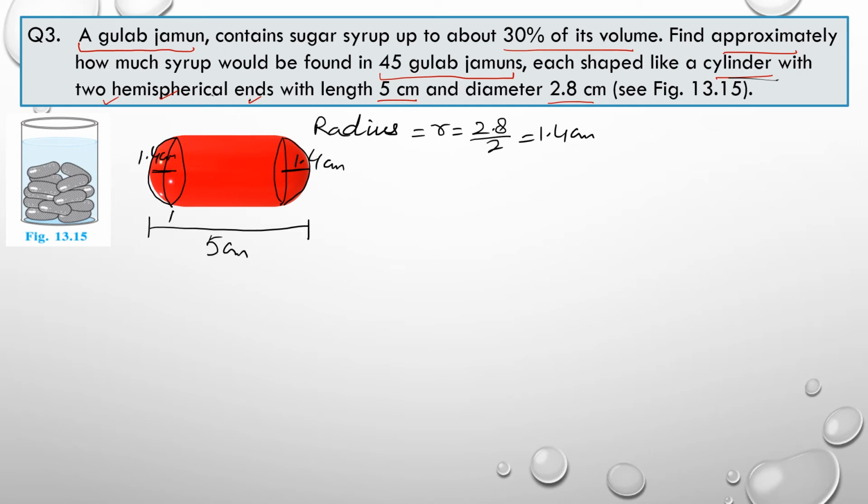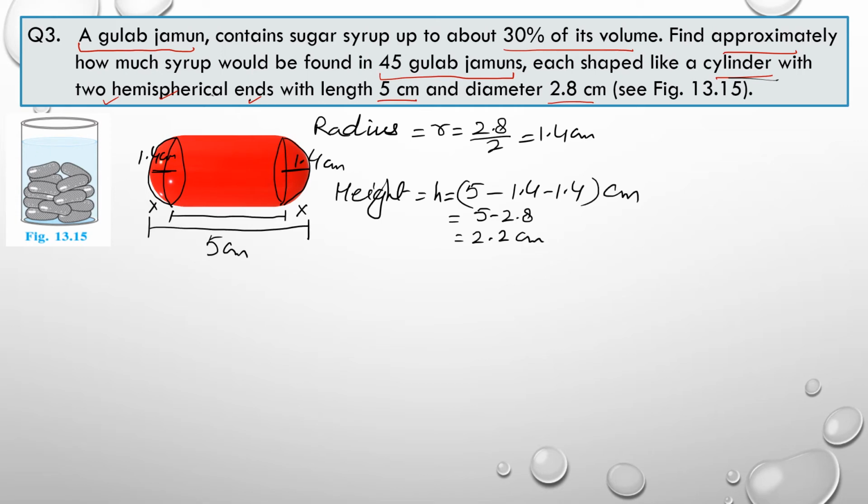Now we have to find the length, the height of the cylindrical part. So how can we find the height of the cylinder? The height of the cylinder can be found as: from 5, this 1.4 will be subtracted and this 1.4 will be subtracted. So that is 5 minus 2.8, which is equal to 2.2 centimeter. Right? Okay. Now we have the radius, we have the height also.